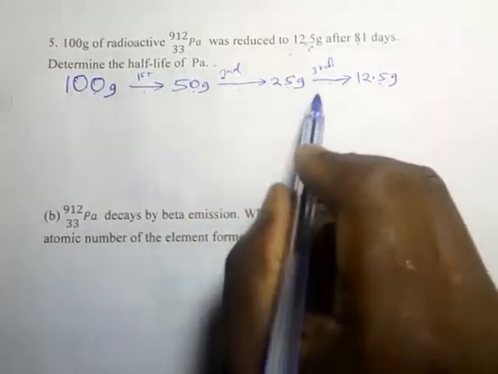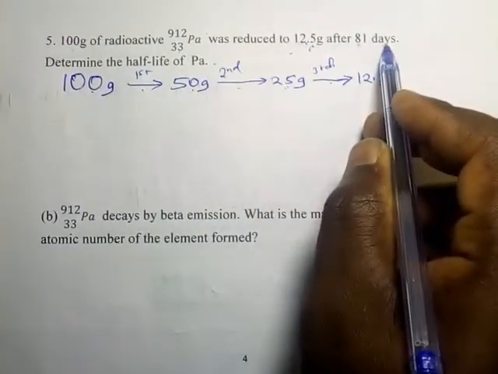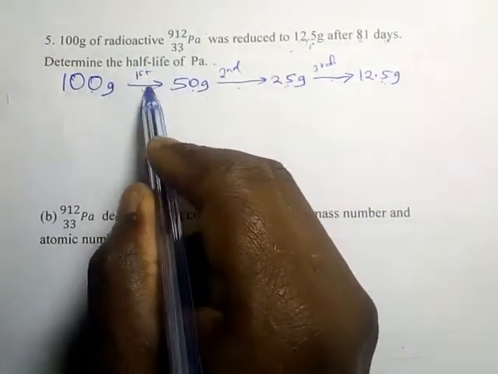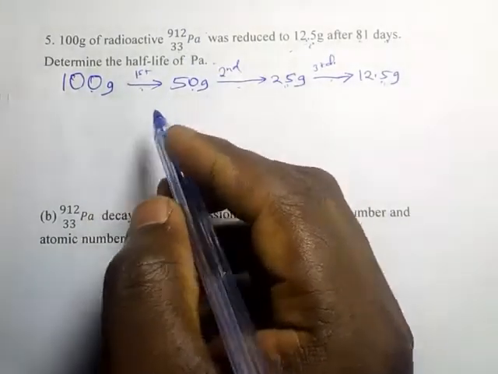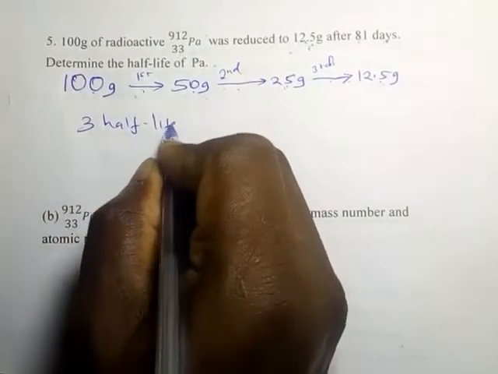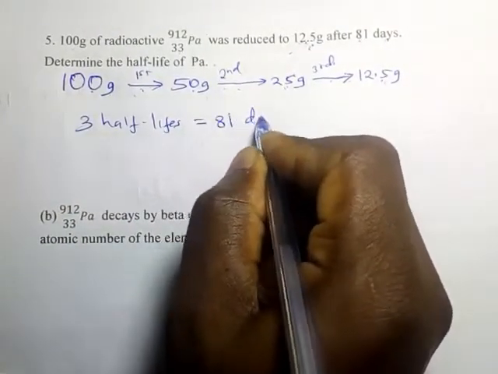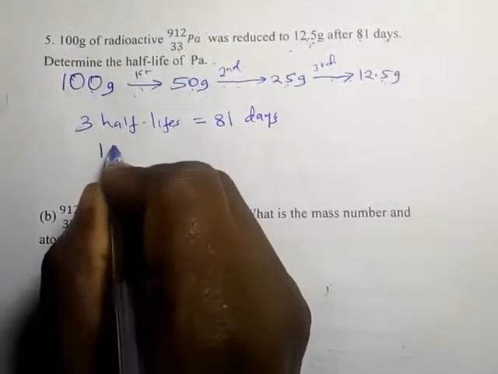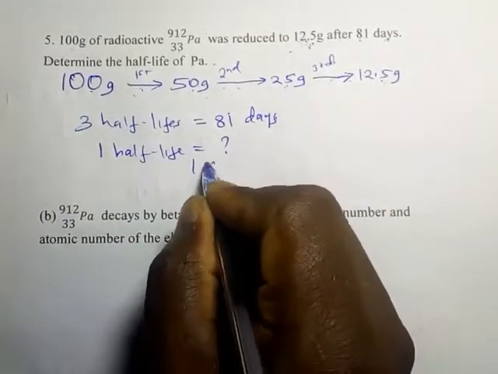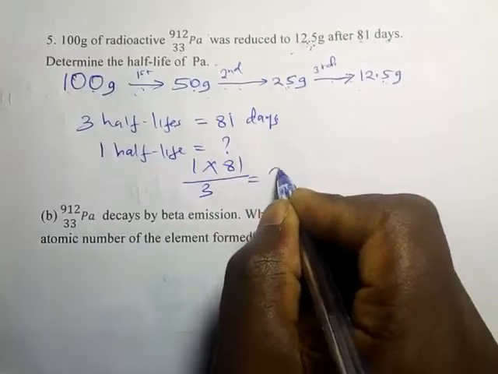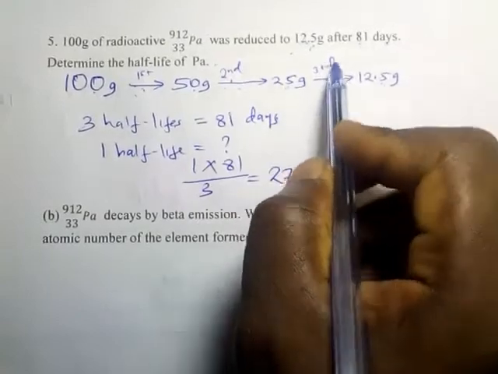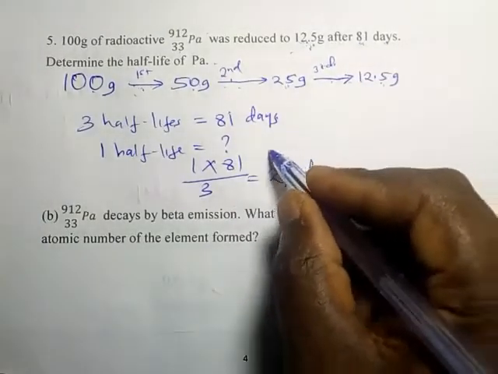But the entire decay takes 81 days. So they want us to find 1 half-life. What is the number of days for 1 half-life? Very simple. 3 half-lives take 81 days. What about 1 half-life? It is 1 times 81 divided by 3, and it is 27 days. So 27 plus 27 plus 27 will give you 81. And that is 1 half-life.